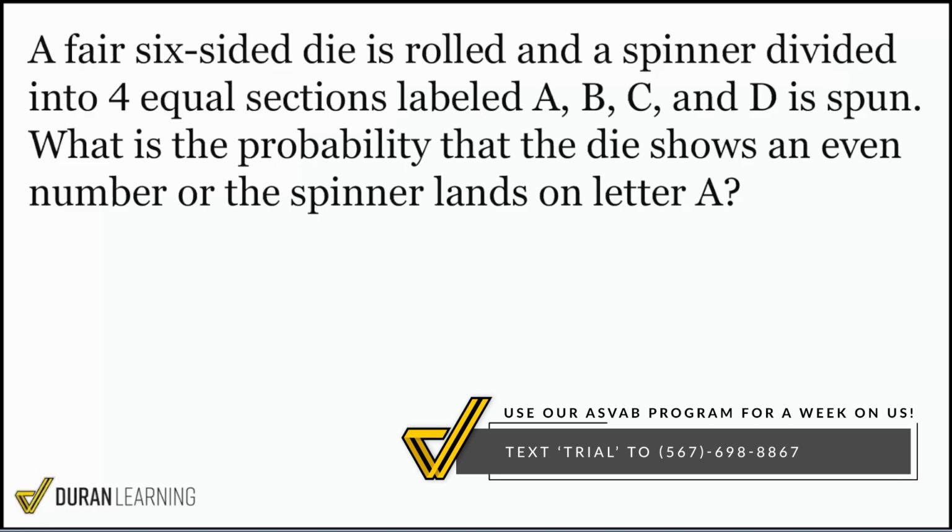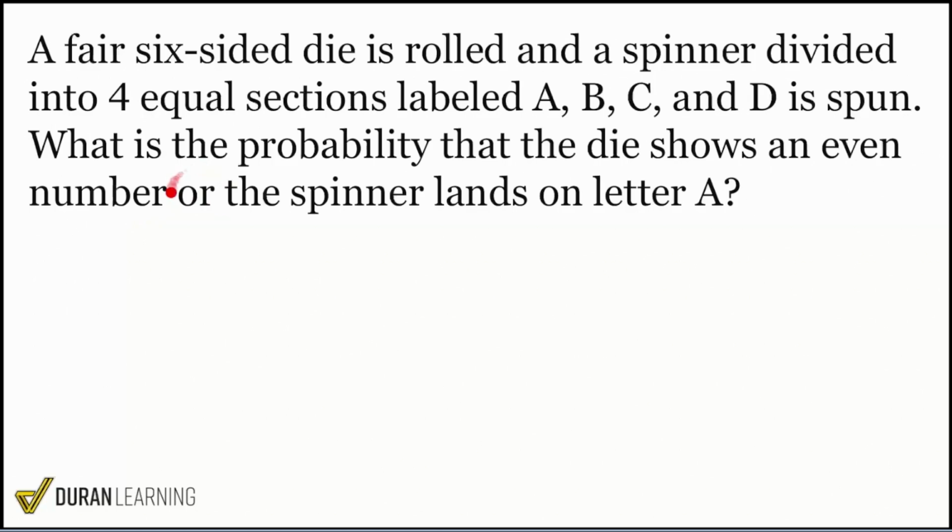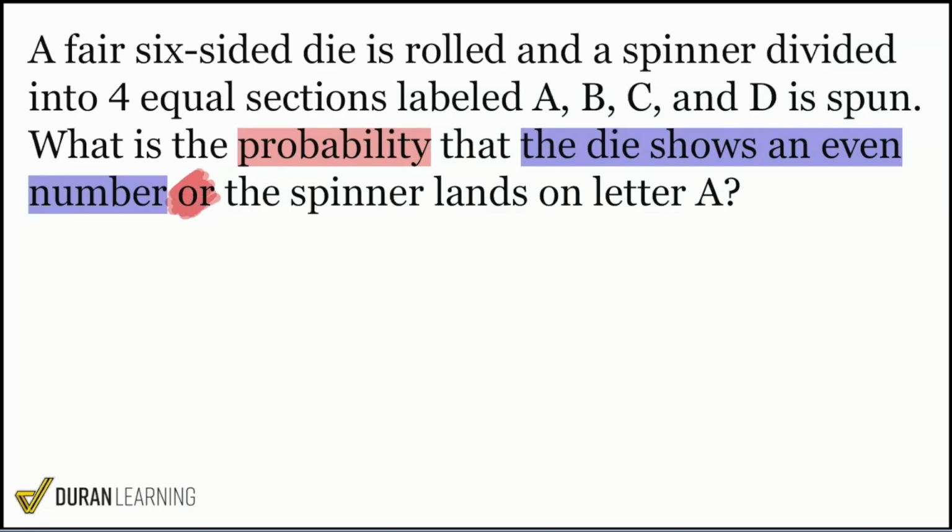So let me go through this here. So the question reads, what is the probability that the die shows an even number or the spinner lands on the letter A? So take a look. We are looking for probability. That's clear. That's what this class is about, right? But it says, what is the probability that here's event 1, the die shows an even number, or, again, that's the big word, or the spinner lands on the letter A.